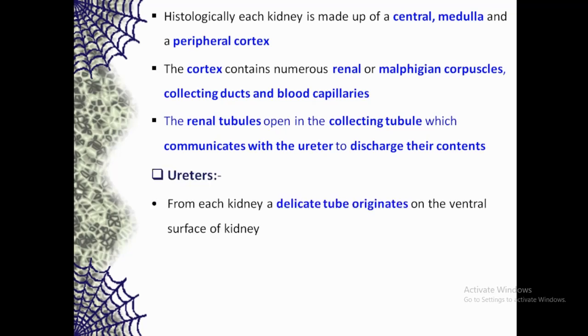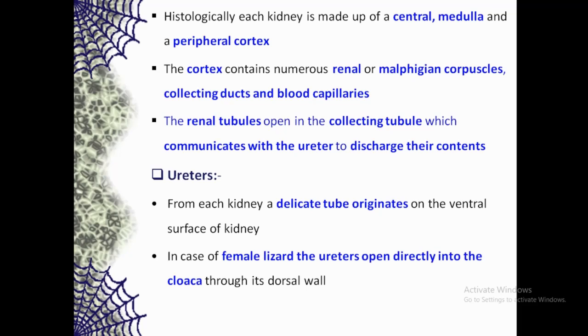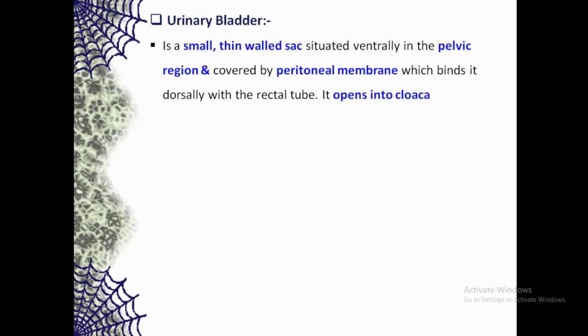The ureters. From each kidney, a delicate tube originates on the ventral surface of the kidney, and in case of the female lizard, the ureters open directly into the cloaca through its dorsal wall. The urinary bladder. The urinary bladder is a small, thin-walled sac situated ventrally in the pelvic region, and it is covered by the peritoneal membrane which binds the urinary bladder dorsally with the rectal tube. The urinary bladder opens into the cloaca through a separate opening.